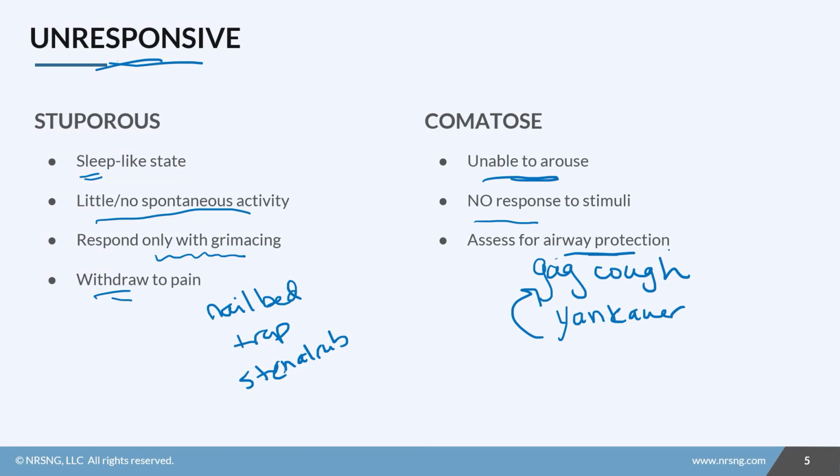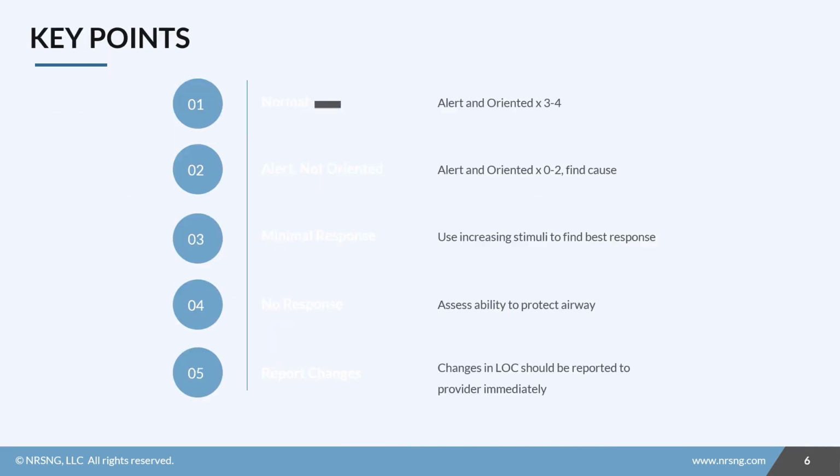Now, any of these neuro changes could be attributed to any number of diseases, from cardiac to respiratory to metabolic to neuro. The most important thing here is to recognize the change and notify the provider so we can begin to identify the cause. And again, if you remember from the cerebral metabolism lesson, the brain is very sensitive to low oxygen and low glucose. So make sure you check your patient's SpO2 and your blood glucose levels before you do anything else and while you're waiting for the doctor to arrive.